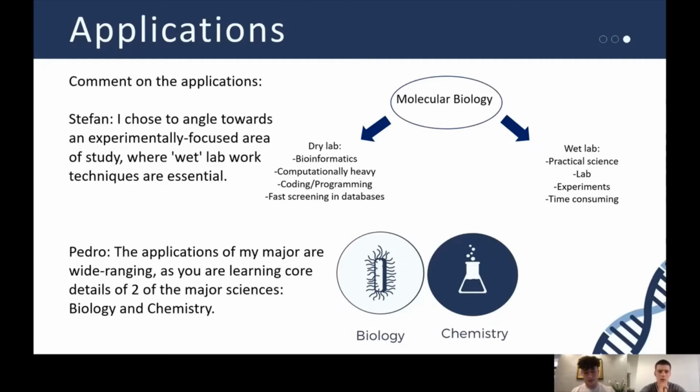So when I was asked to comment on the applications of my major, I said that the fact that you're learning core details of two major sciences, biology and chemistry, gives you a really good grounding for the future. Because say, for example, you want to continue your studies into a master's or a PhD, maybe, you have these two areas of science that you're coming from. So yeah, the applications are definitely not just the real world applications, but in terms of your studies and your career applications, it's very, very useful.